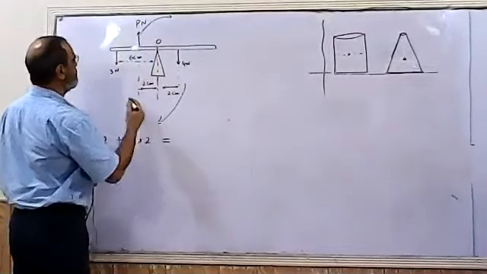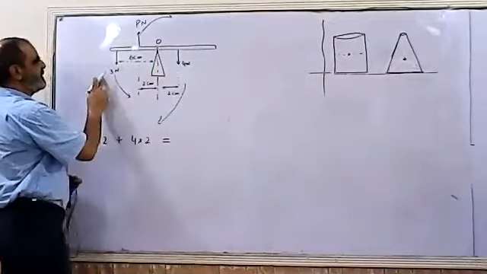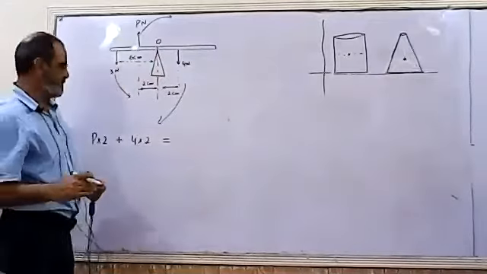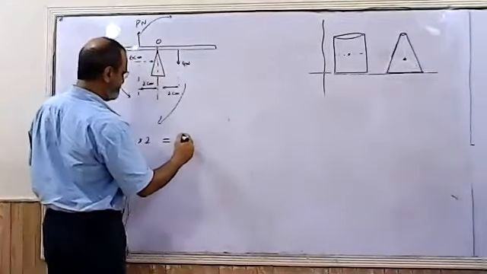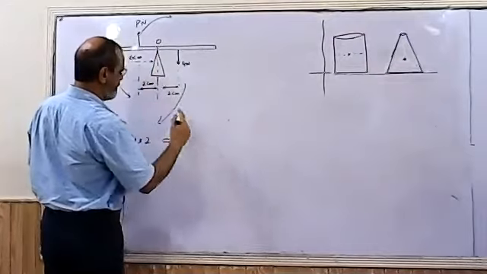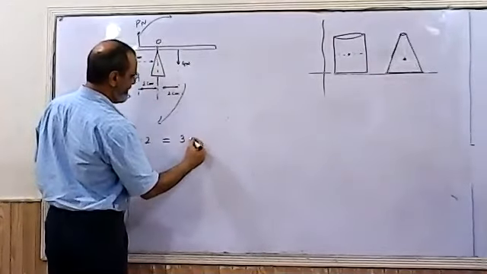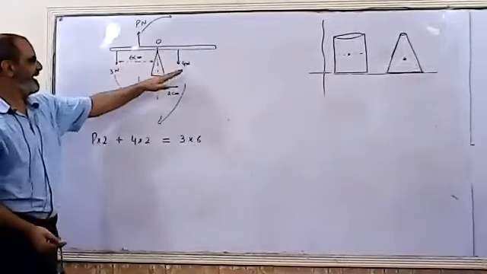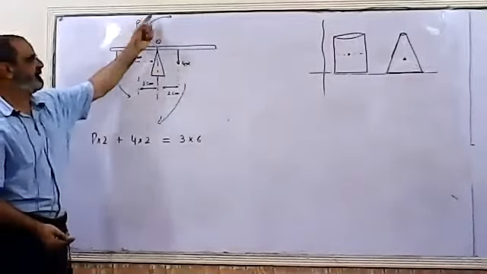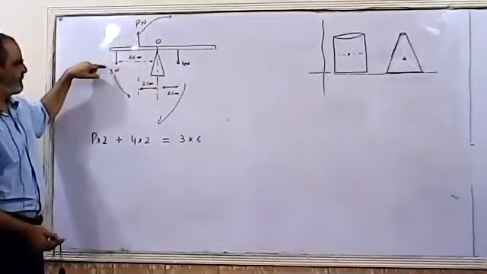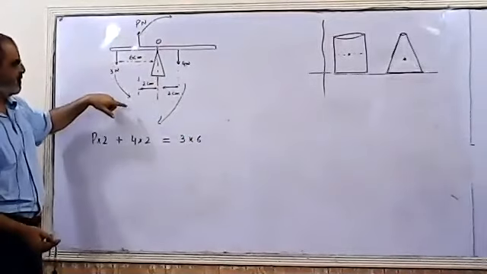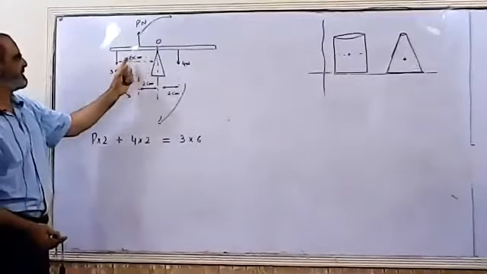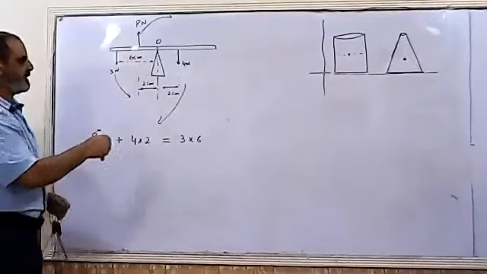That is equal to force of 3 Newton is producing anti-clockwise moment, that is 3 into 6. So two forces P and 4 Newton are producing clockwise moment. Force of 3 Newton is producing anti-clockwise moment. So its distance from the pivot is 6 centimeter. So that's what I have taken.